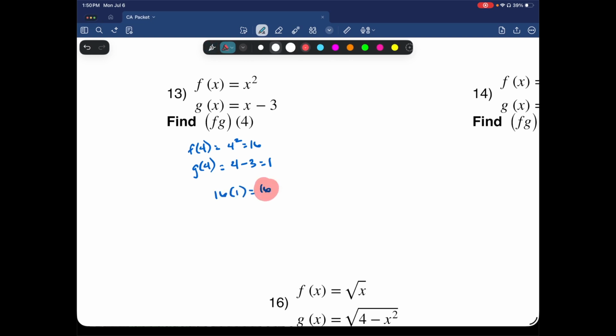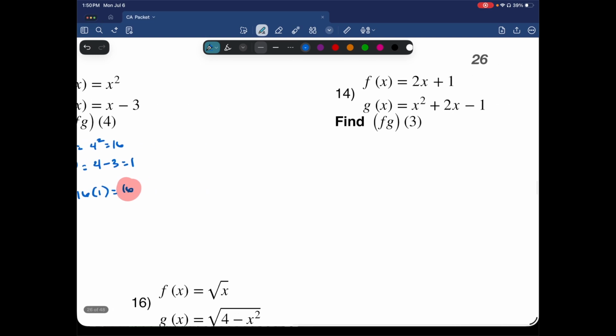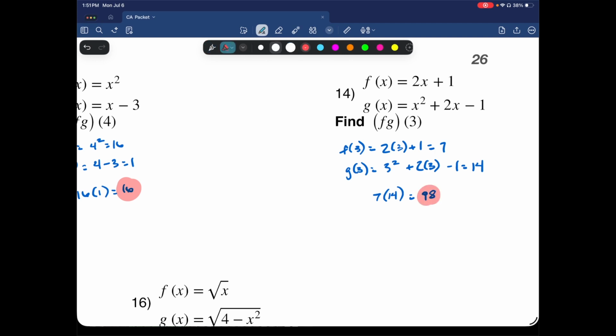All right, 14. f of 3, that's going to be 2 times 3 plus 1. That's going to be 7. g of 3 is going to be 3 squared plus 2 times 3 minus 1. 3 squared is 9. 2 times 3 is 6. 9 plus 6 is 15. Minus 1 is 14. All right, so I'm multiplying. 7 times 14 is going to give you 98. All right, so there you go.